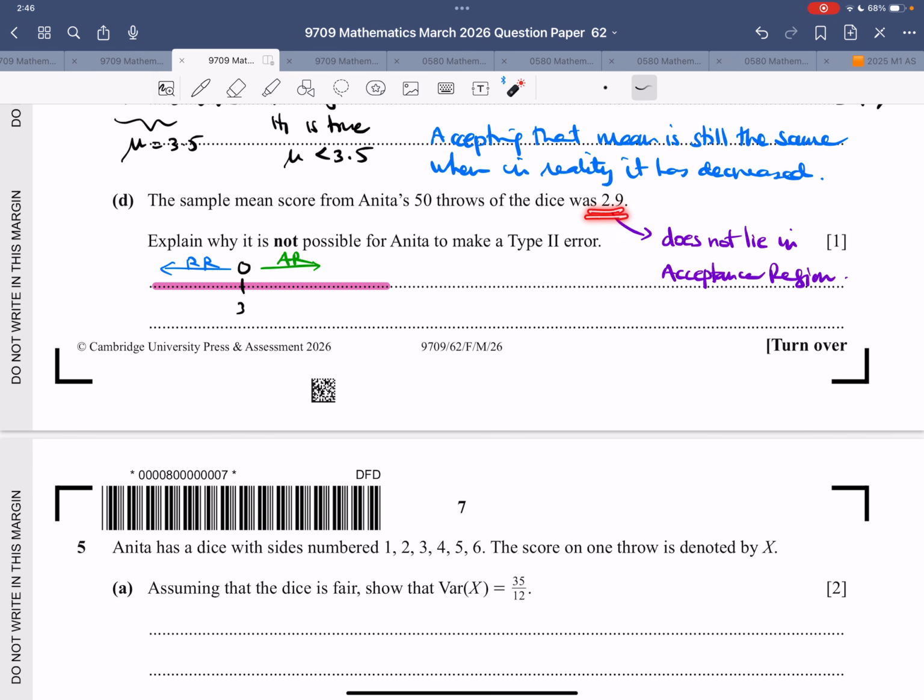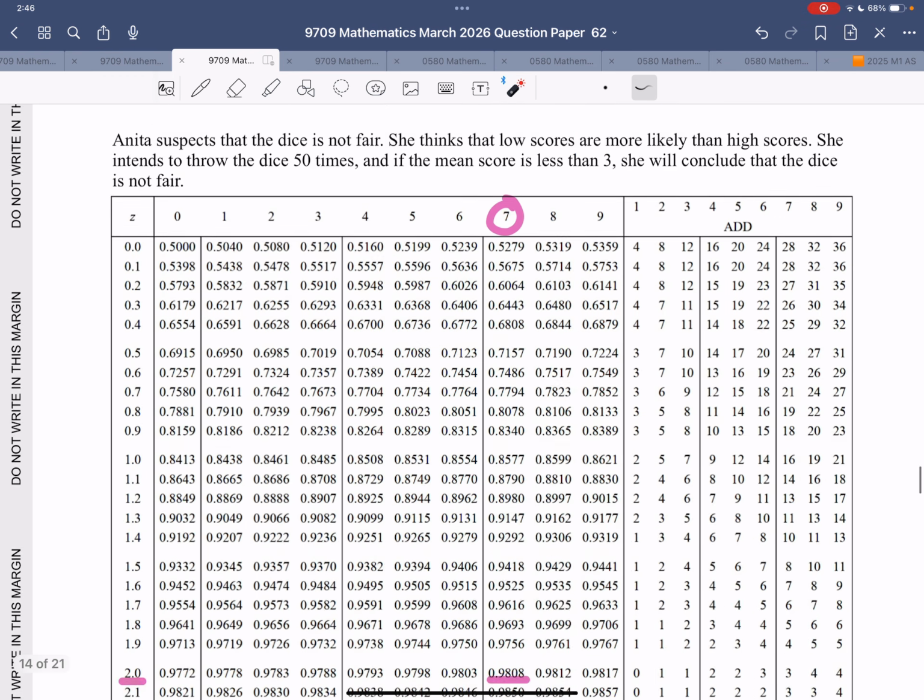The mean score is 2.9, it lies in the rejection region, so how can type 2 occur? In order for type 2 to occur, it has to lie in the acceptance region. In order for type 1 to occur, it should lie in the rejection region, that is the simple truth.